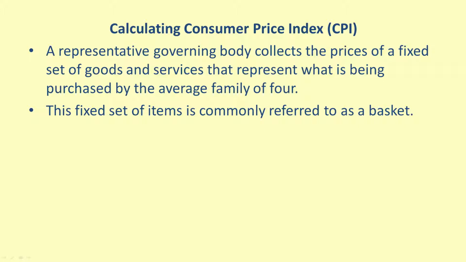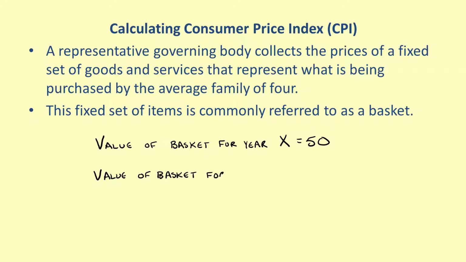For example, the governing body chooses a number of things consumers are buying over a period of time, let's say a year. They then add up the prices of the items, and that is the value of the basket for that year. Let's use 50. Then they repeat this process for the same basket of items the next year. Let's use 55. And compare year X to year Y. Here we have a percent change of 10%.